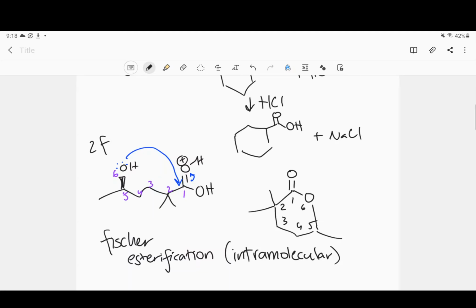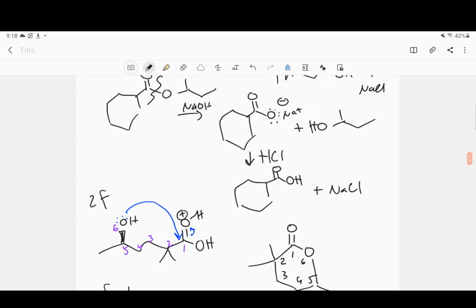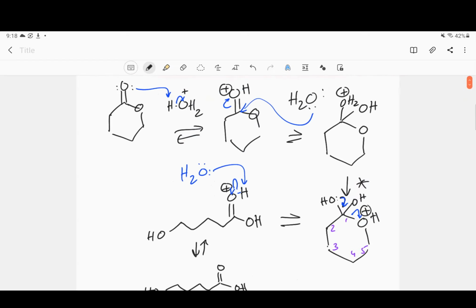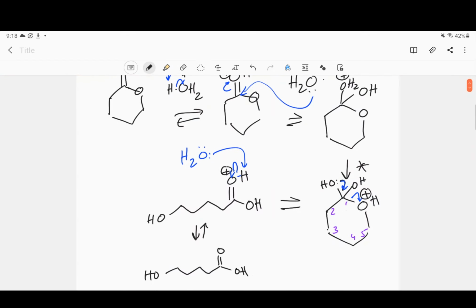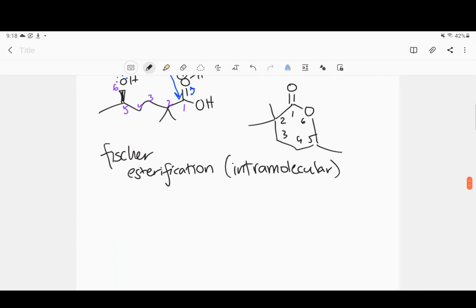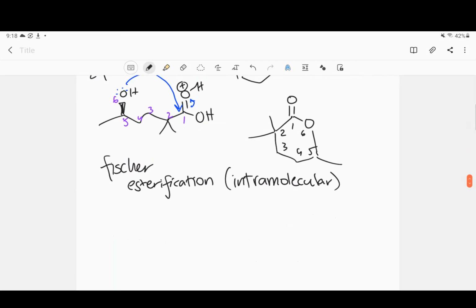But 9B would be the opposite of this. Yeah, 9B would be kind of what we did here. No, not there. The first one we did, where we just cleaved that and made it a linear form instead of a ring form. So yeah, 9B would be just cleaving that ester bond.